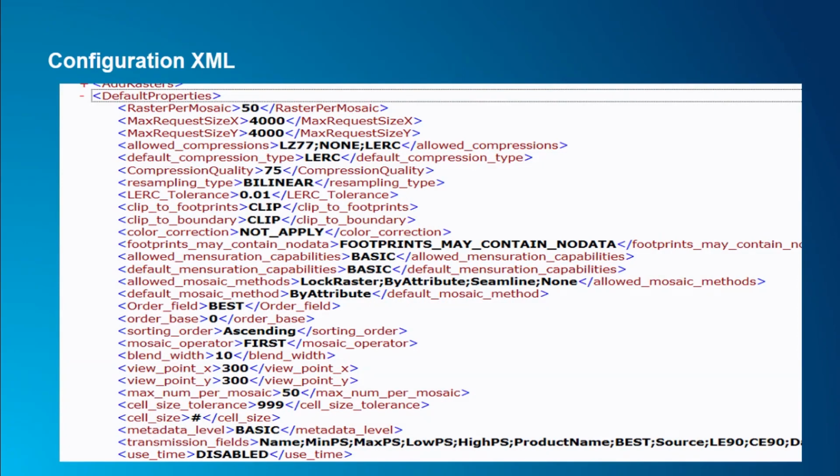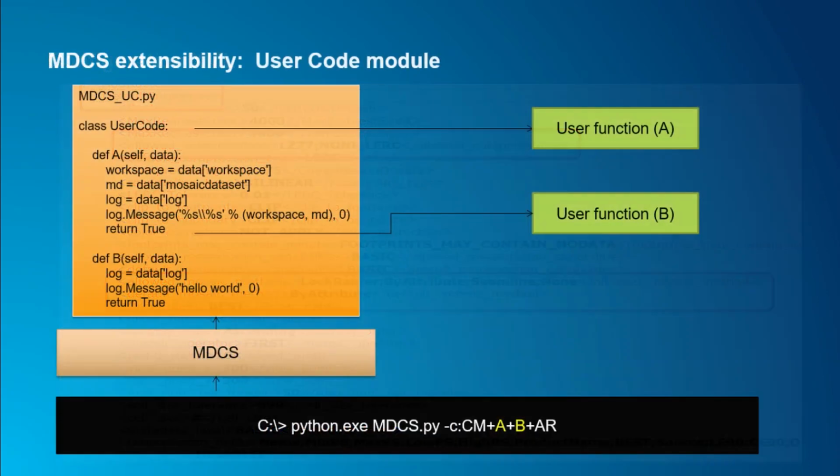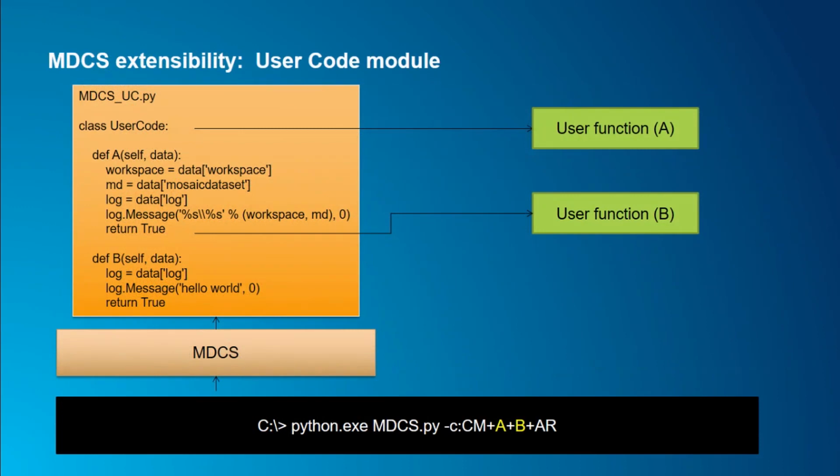So I know everyone loves reading XML. I wanted to make sure and get this up on screen. If you're familiar with the Mosaic dataset, you'll recognize many of these fields. Under the default properties, I just picked a few as examples. The allowed compression type you're going to use for the Mosaic dataset. The Mosaic method, which is the term we use for which image appears on top. So if you're familiar with the basics of the Mosaic dataset, you'll see a lot of familiar terms in this XML configuration file.